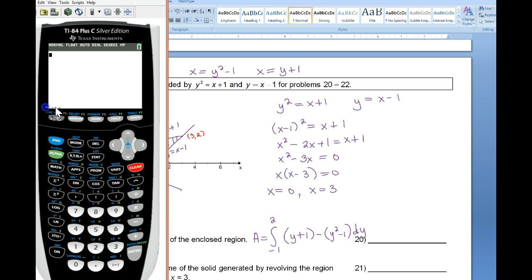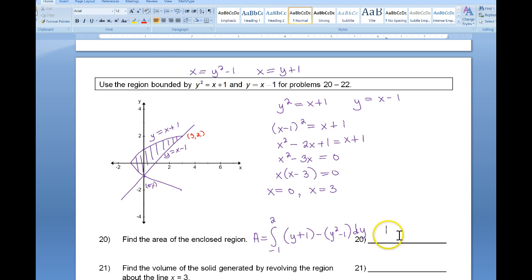Okay, so we're going to just plug this into the calculator. On the test, I'm just going to ask you to do the setup, and then you can do the calculations with your graphing calculator. So I have from negative 1 to 2, y plus 1 minus y squared plus 1, because minus negative 1. Notice we don't need any pi here. We don't need anything radius squared. It's just the area between the curves. So when I integrate that, we get 4.5.